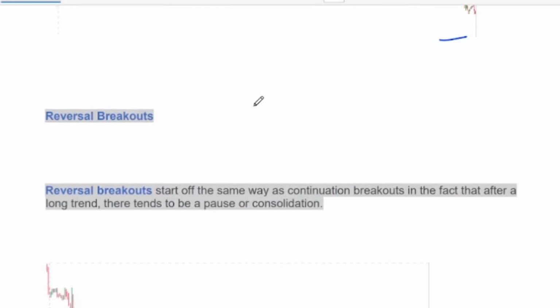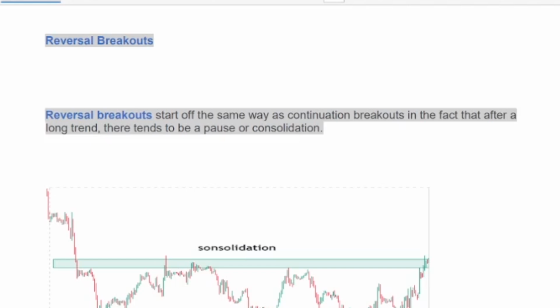Next, a reversal breakout. Remember the word reversal, the change of the direction of the market. So here, a reversal breakout starts off the same way as a continuation. They start the same way because it's a breakout. After a long trend, after we've been moving in the uptrend or the downtrend, we are going to be expecting a reversal, changing the direction of the market.